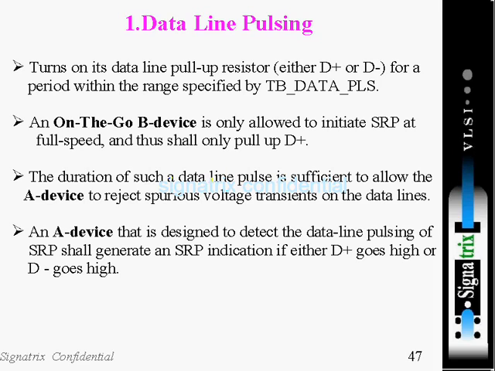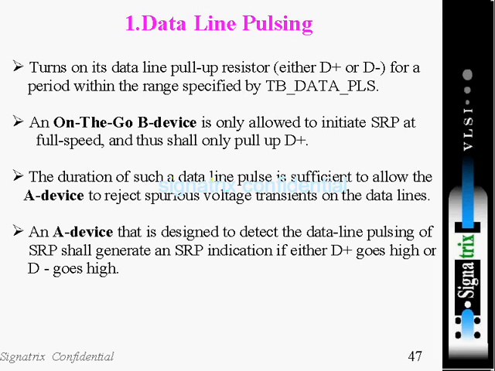Data line pulsing, in the sense that the B device turns on its data line pull-up resistor, data line in the sense that D plus or D minus, for a period within the range specified by TB data pulse. In the specification they mentioned a particular time duration for this attribute name. So it has to make high either one of the D plus or D minus lines for a particular amount of time. The on-the-go B device is only allowed to initiate SRP at full speed. This is one more important thing, and thus shall only pull up D plus.